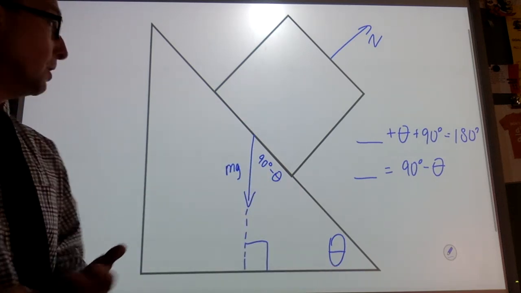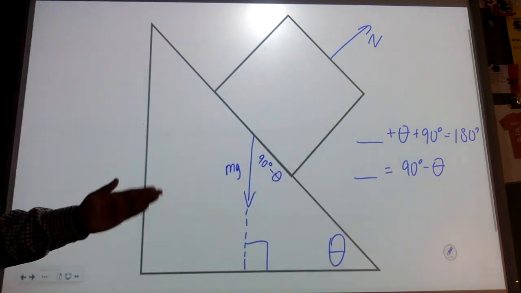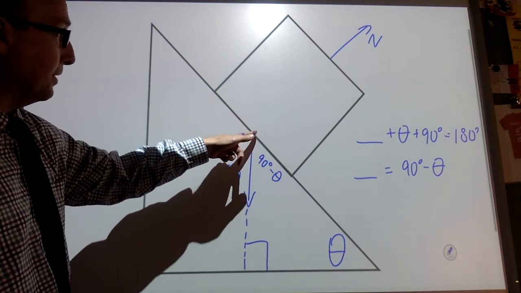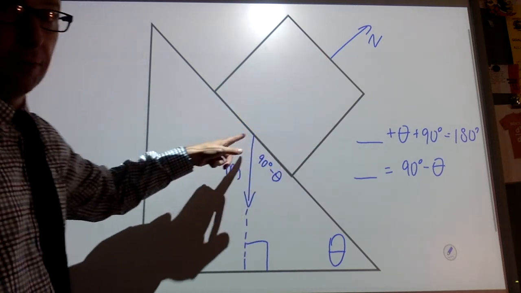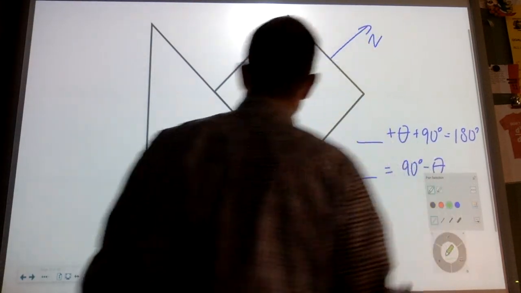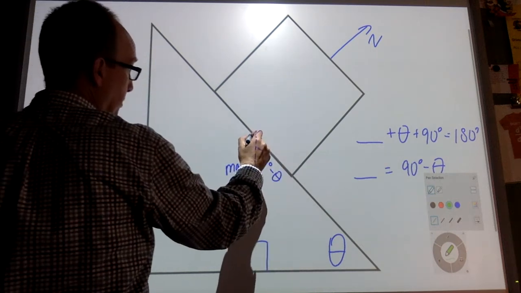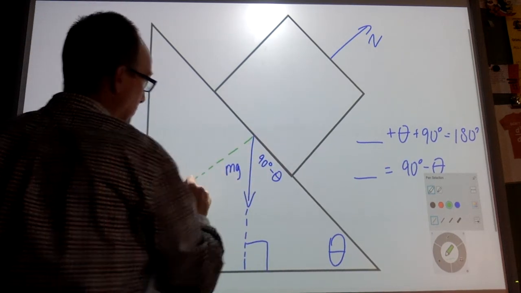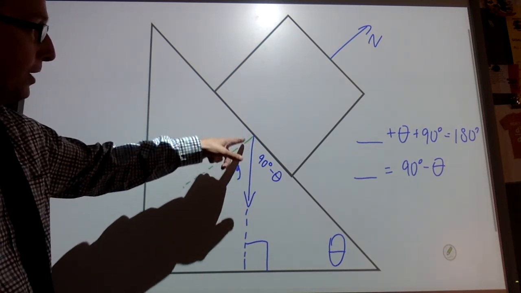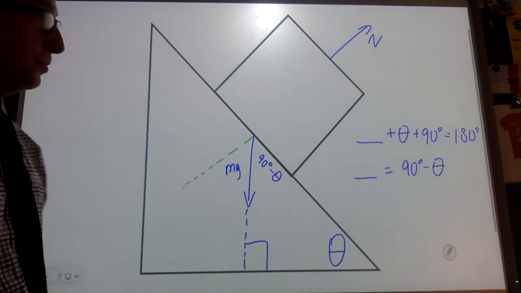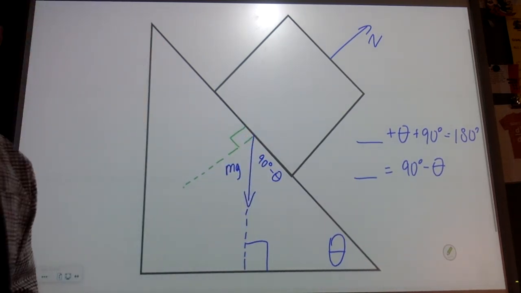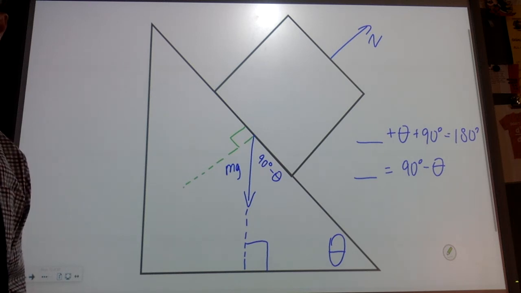That's a triangle. Okay, so I'm going to look at the normal now. The normal is perpendicular. So if I extend a line that is parallel with the normal going this way, you would say the dotted line and the incline, the angle here would be equal to 90, because it'd be normal.